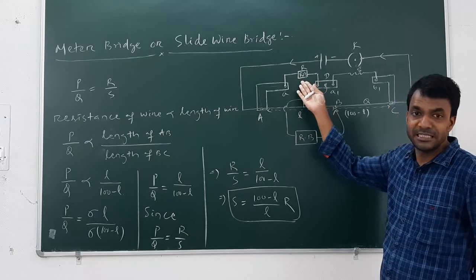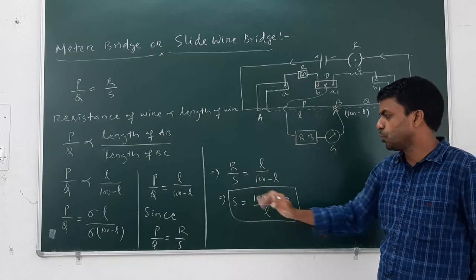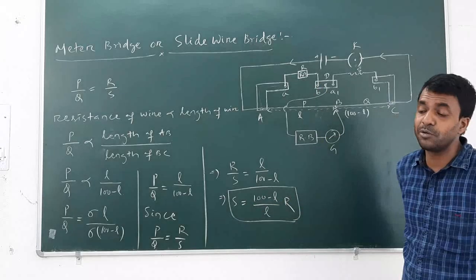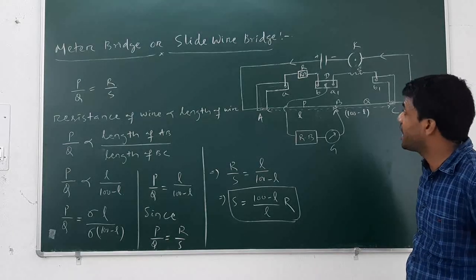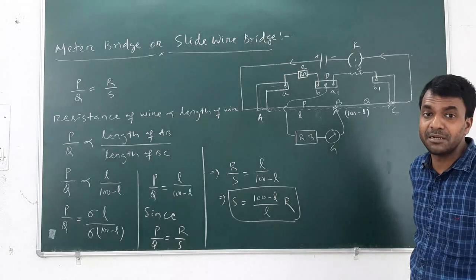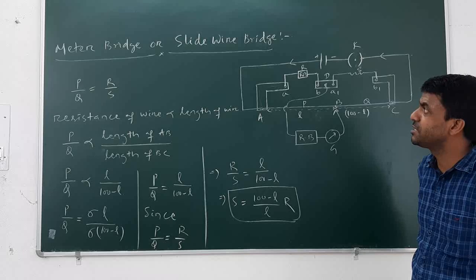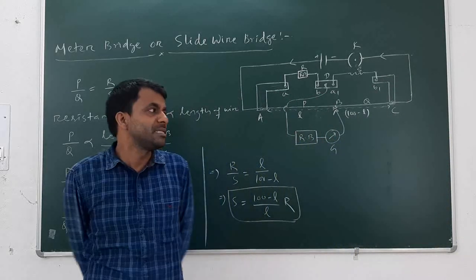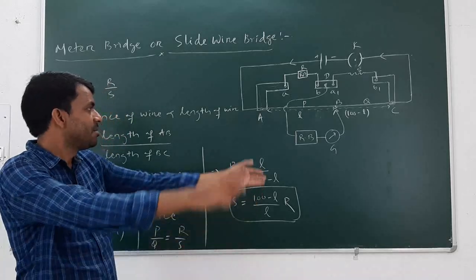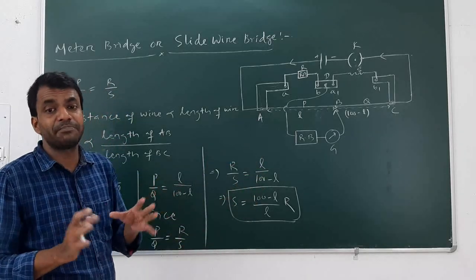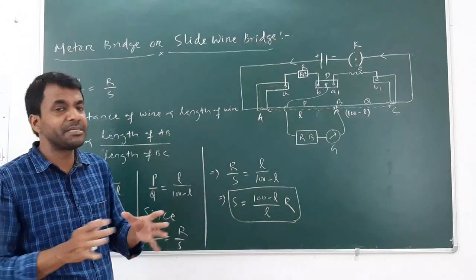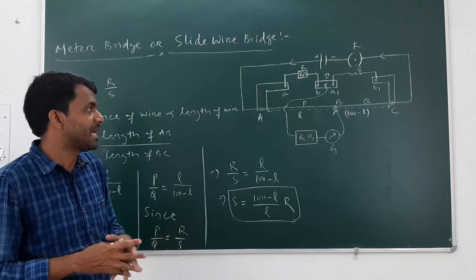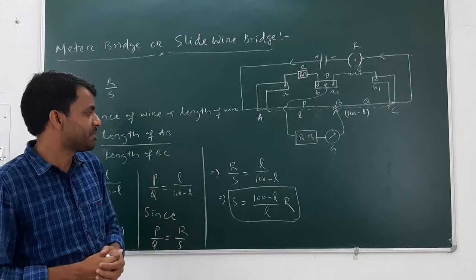R is given from the resistance box. So you can calculate the unknown resistance of the given wire by using the meter bridge. It is called the meter bridge or slide wire bridge. This is all for the required derivation for the meter bridge. It is a practical application, one of the experiments done in the 12th class in the physics laboratory.